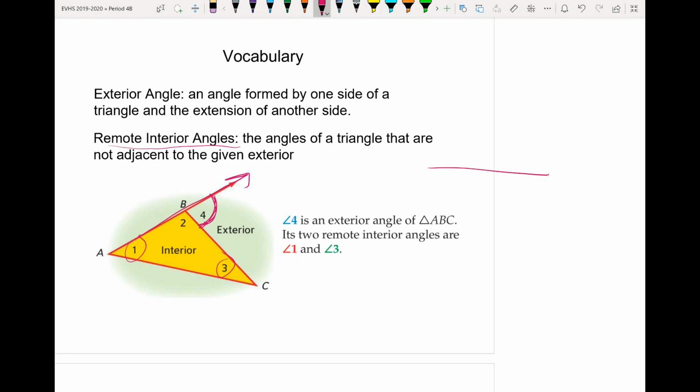All right, so if I draw this triangle, which two are the remote angles? Angle 1, 2, or 3? 3. Yeah, 2 and 3 are the remote interiors. Okay.